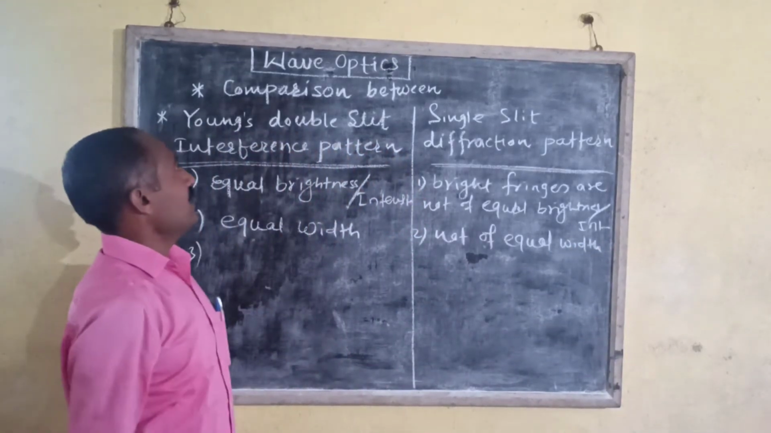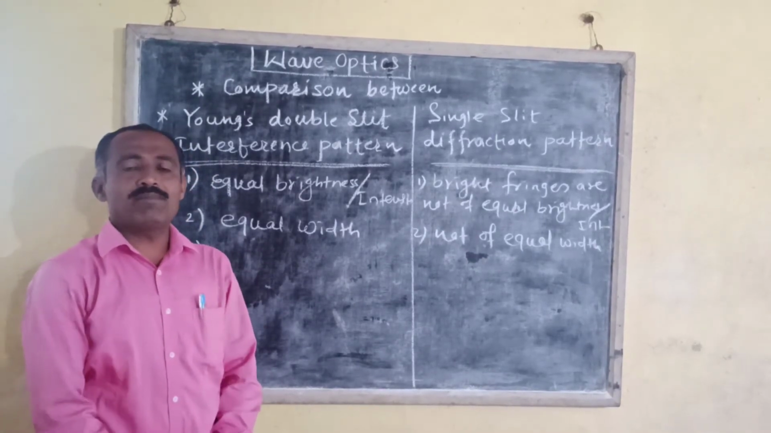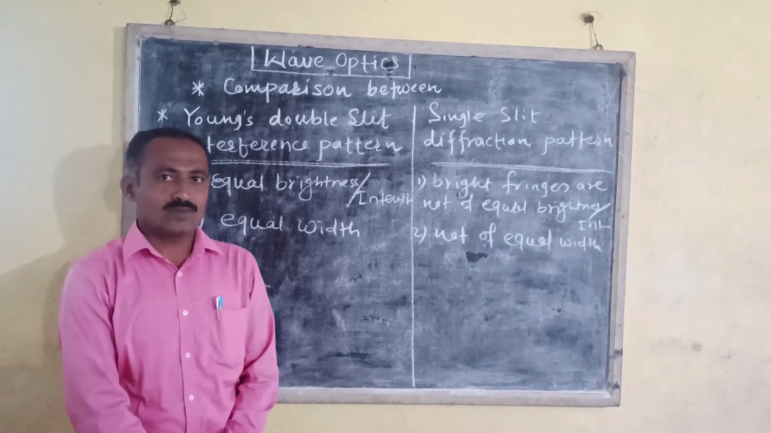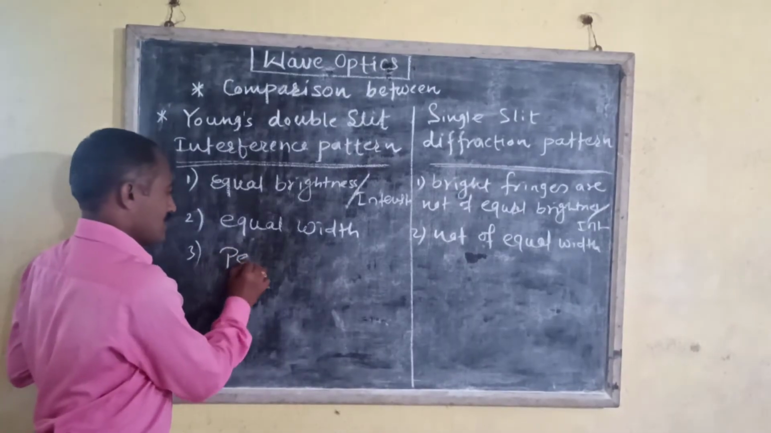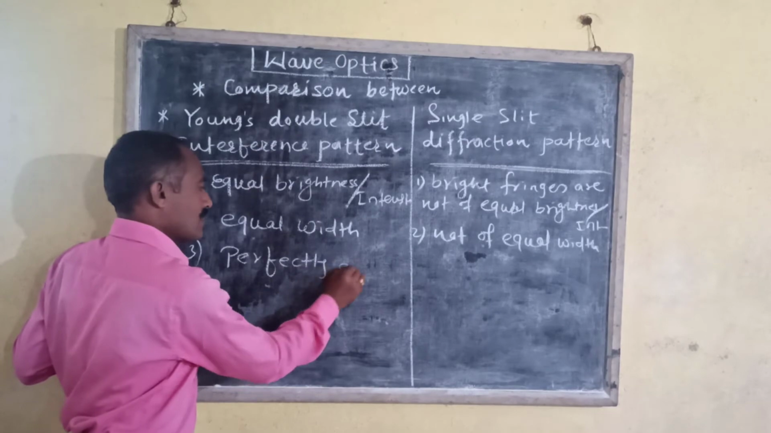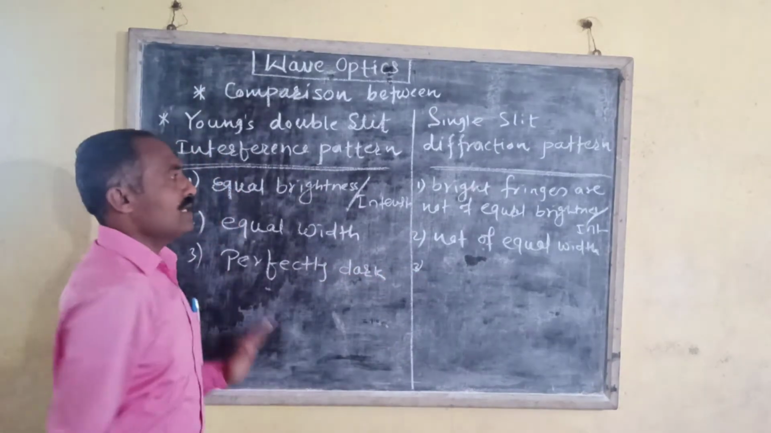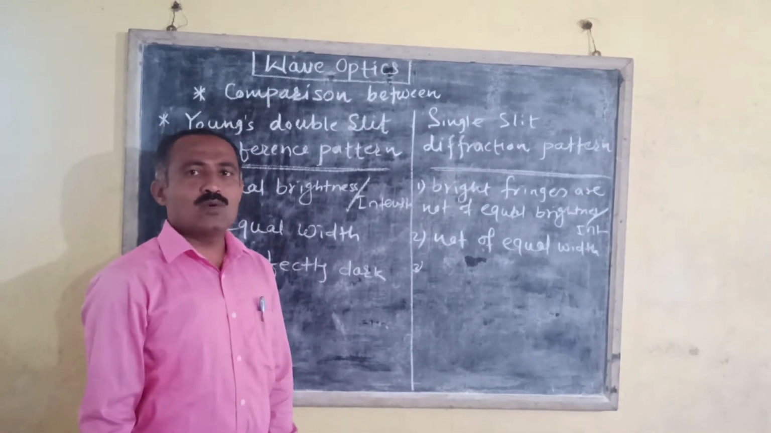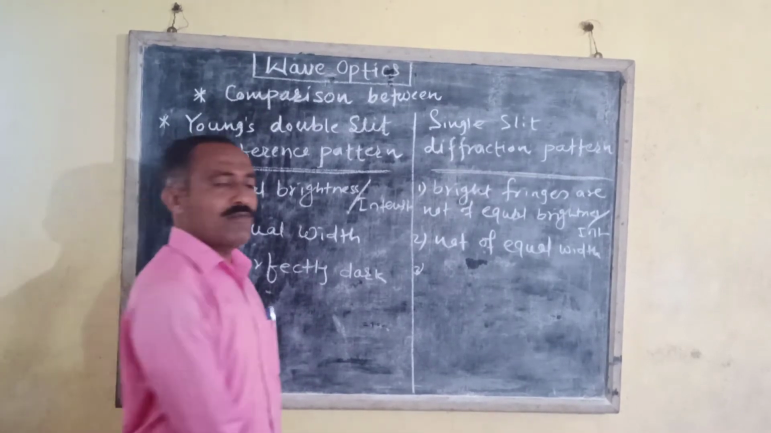Third, in Young's double slit interference pattern, all dark fringes are perfectly dark. And in the single slit diffraction pattern, the intensity goes on decreasing, and the dark fringes are not perfectly dark.